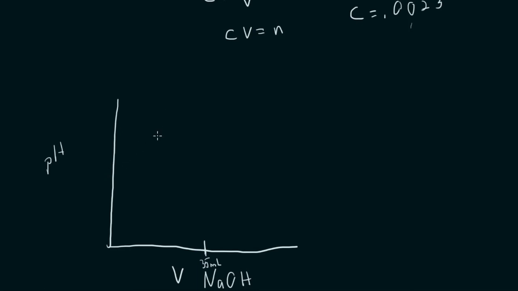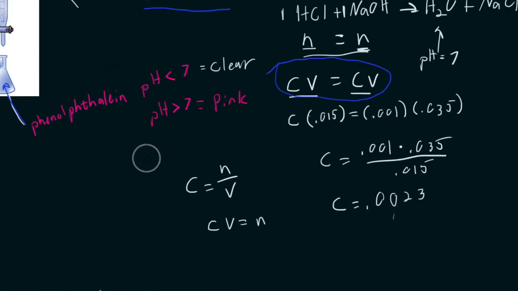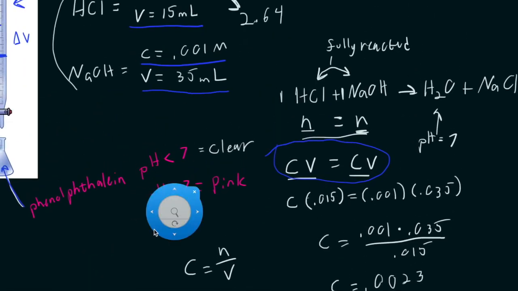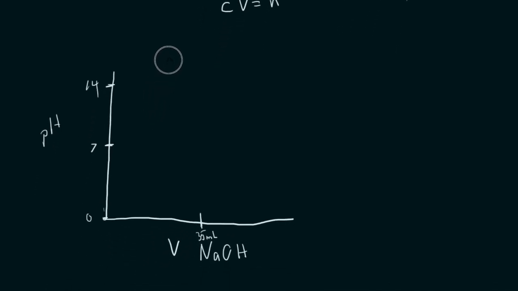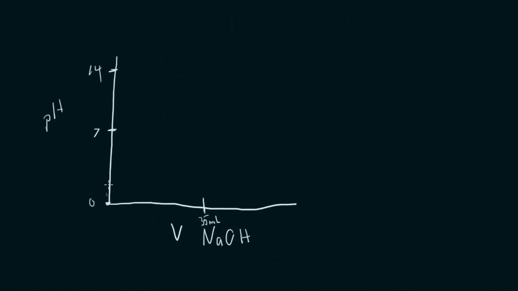And what was the initial pH of our solution? Let's just say this is going to be 7, this is going to be 14, and that'll be 0. So what was our initial pH? Well, our initial pH was 2.64. So we can say that before we add any of our NaOH, our pH will be about right there. That'll be about our 2.6. So before we add any of our titrant, our pH is sitting at 2.6, right here.